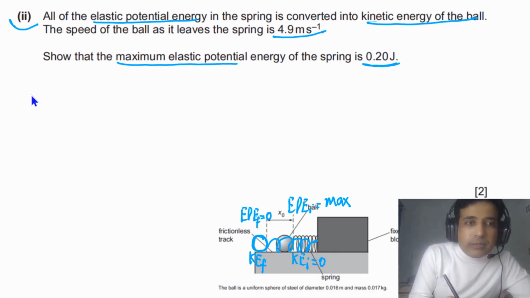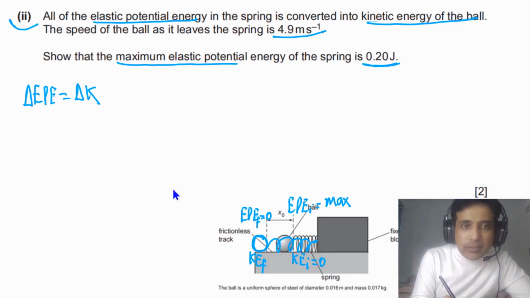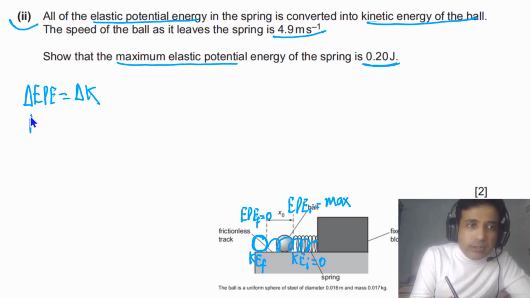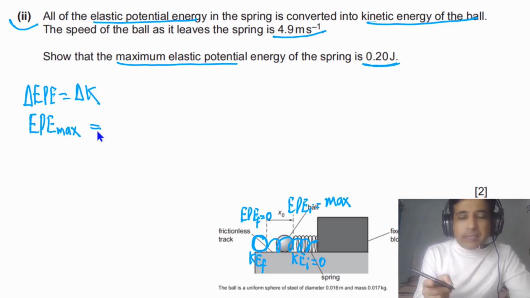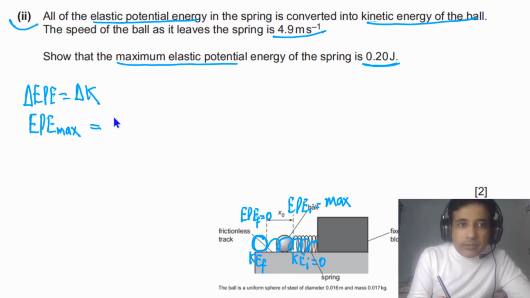And this question is simply about conservation of mechanical energy. So we can say in this case the change in EPE is equal to the change in kinetic energy, and total change in energy in this case is equal to 0. And final EPE is equal to 0, so the change in EPE is equal to EPE maximum. So EPE maximum, the initial value of EPE, is equal to the final value of kinetic energy, and final value of kinetic energy is 1/2 mv squared.